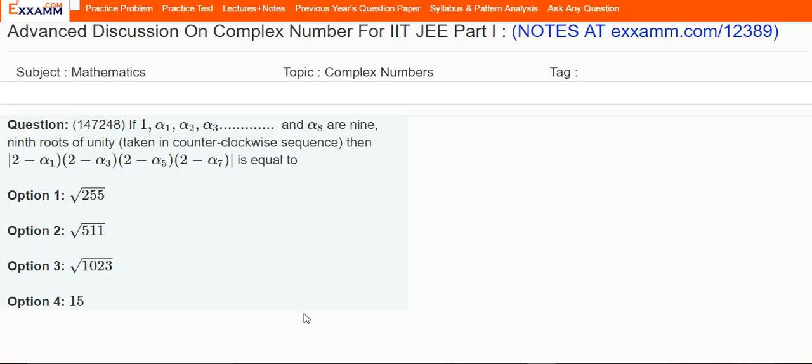Now let us take a very beautiful example which will explain the concept of nth roots of unity. In this case, we are taking the value when n is equal to 8. So we have got 8 roots of unity, 1, alpha 1, alpha 2 up to alpha 7. And we have been asked to find the value of the modulus of 2 minus alpha 1, 2 minus alpha 2, up to 2 minus alpha 5 and alpha 7. The alpha 2, 4, 6 and 8 are missing.